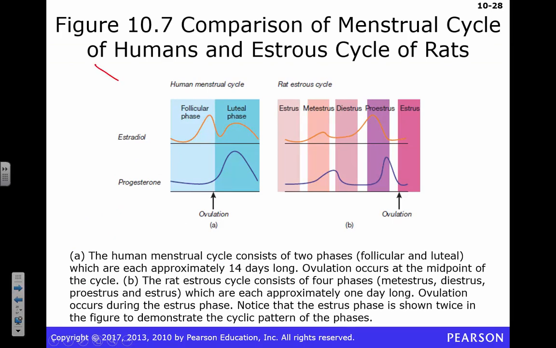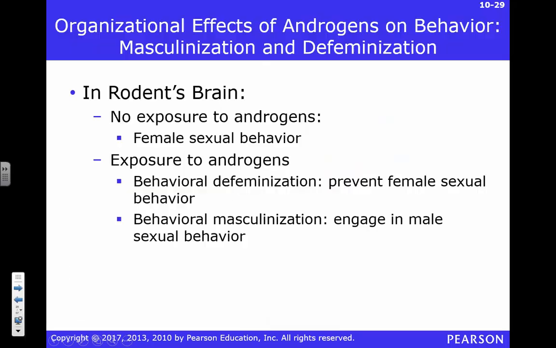Here's a comparison of the human menstrual cycle and a rat estrous cycle. Again, the end result's sort of the same. The hormones fluctuate in different ways. There's some different steps, but nothing to worry about.